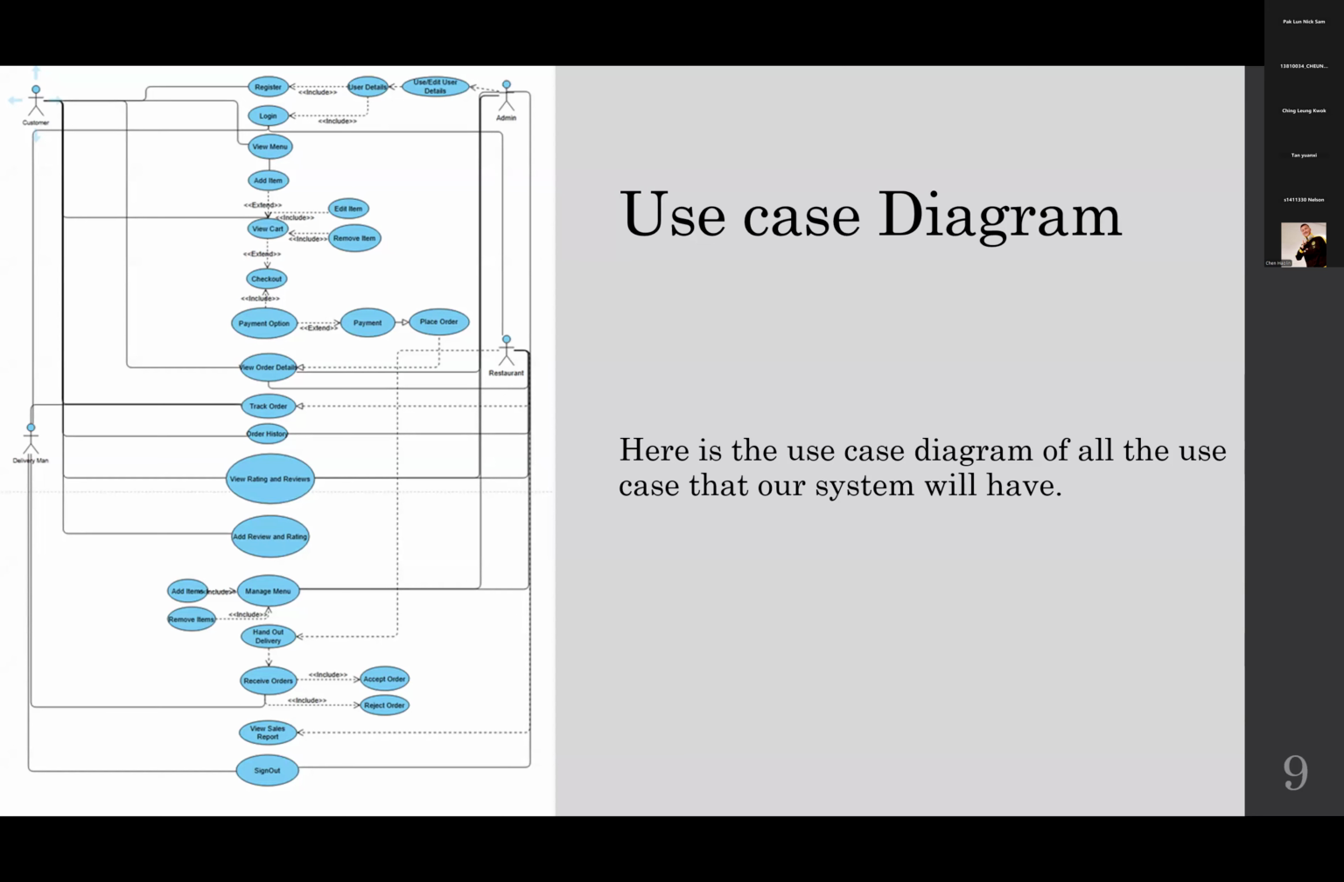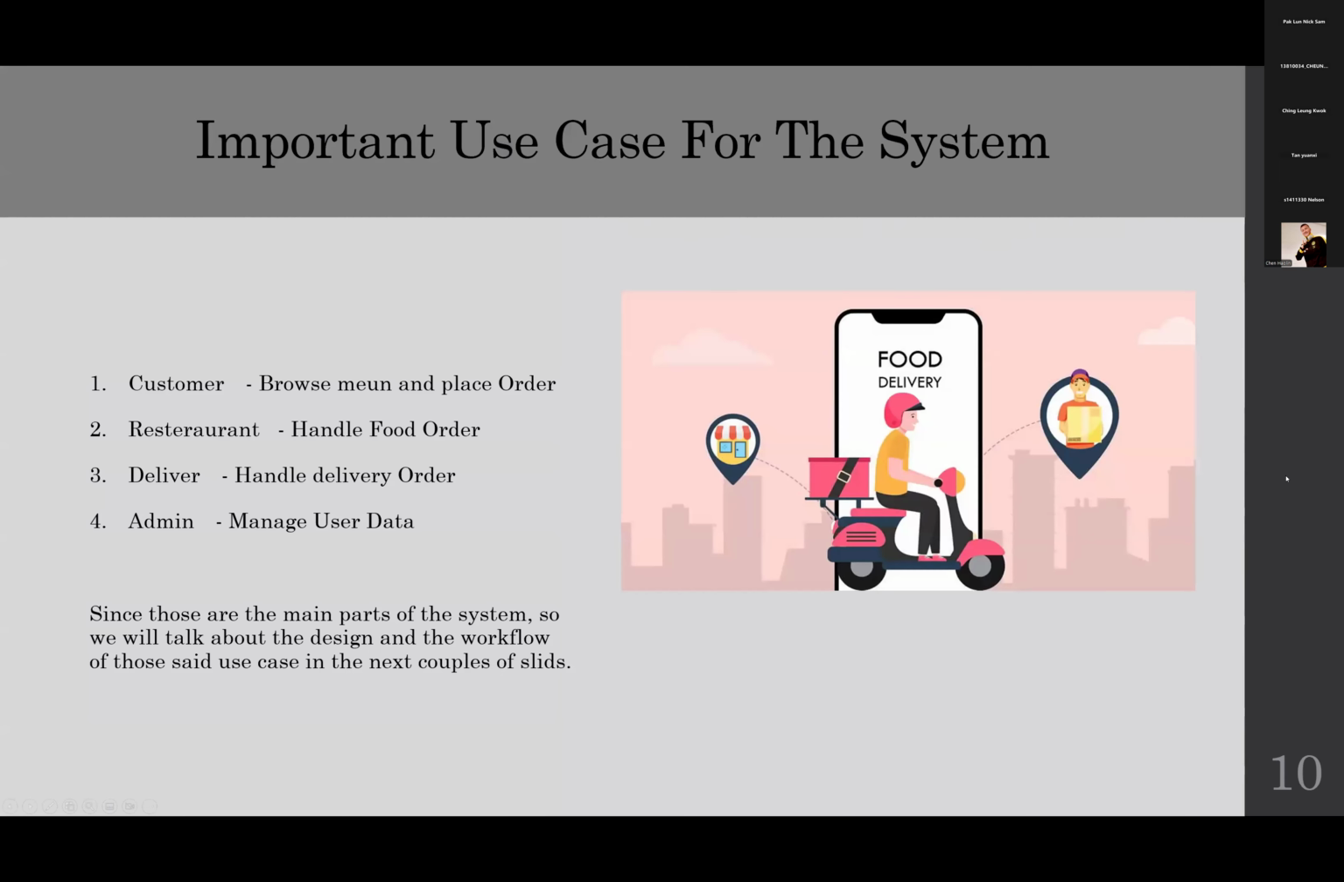This is very complicated, but we can separate it into 4 different parts: customer part, restaurants part, delivery man part, and admin part. So in the customer part, the most important use case will be about browsing the menu of different restaurants and placing the order.